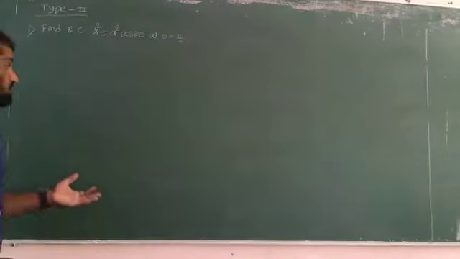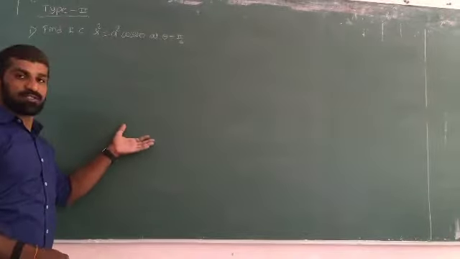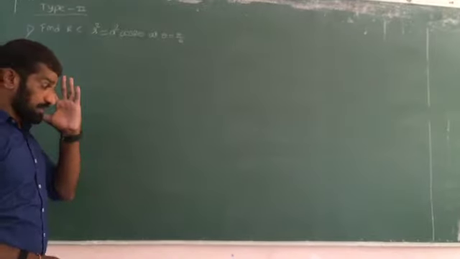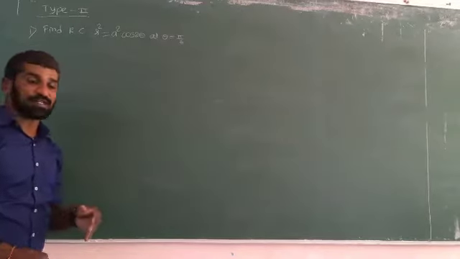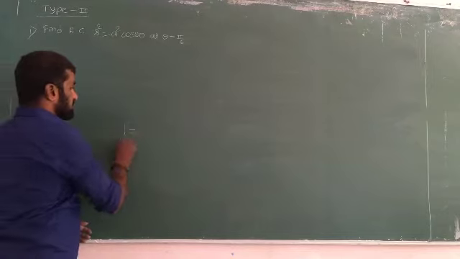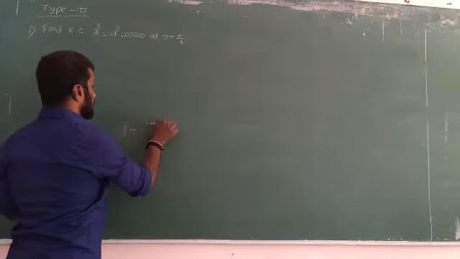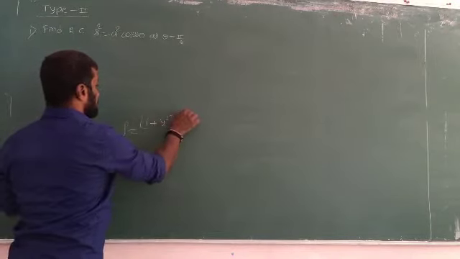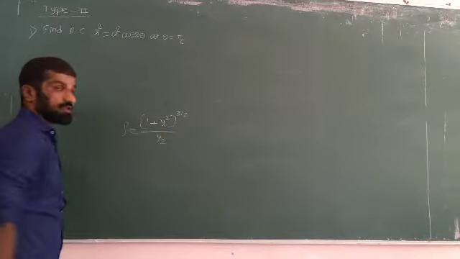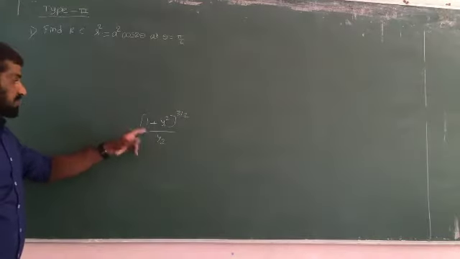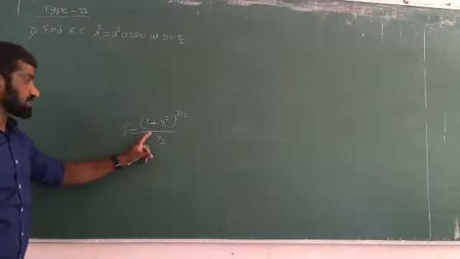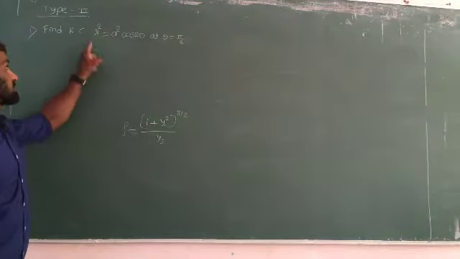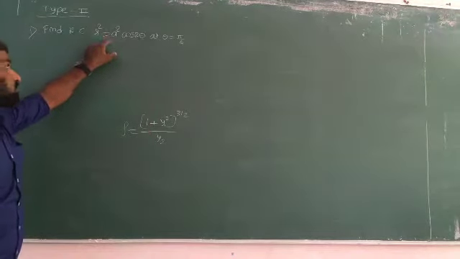In the previous examples, one example was in Cartesian form and another example was in parametric form. So when it is in those forms, we took the formula: radius of curvature is (1 plus y1 square) raised to 3/2 divided by y2. And that curve was in the form of Cartesian and parametric. But the given curve is in the form of polar.